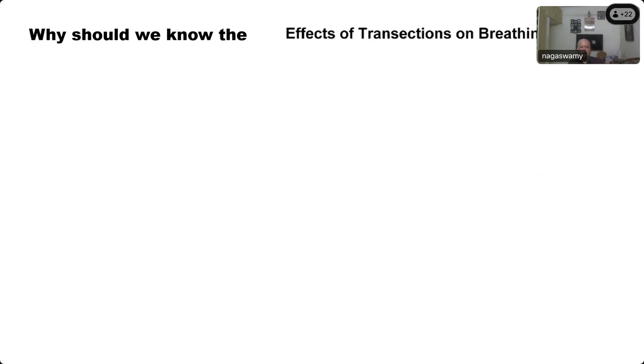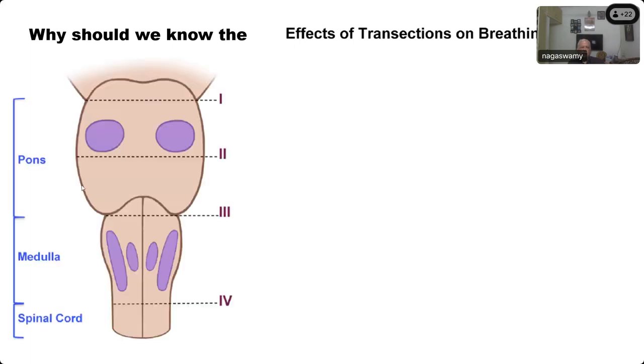Now, why should we know about the effects of transections on breathing patterns? For example, supposing a patient comes with a brainstem injury due to trauma, and there is a transection of the brainstem at this level, upper part of the pons, or a transection at the middle of the pons. Another patient, it is below the pons, but at the level of the upper medulla. And then another patient, it is at the spinal cord level below the medulla. If there is an injury causing transections at these levels, what will be the pattern of breathing? Any idea?